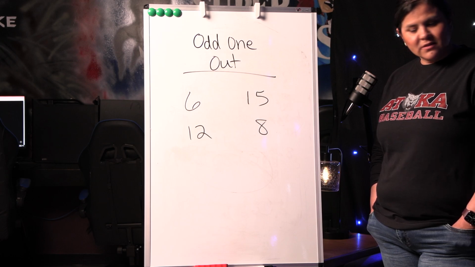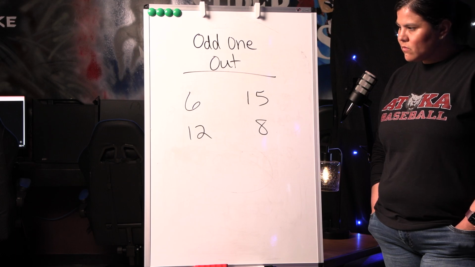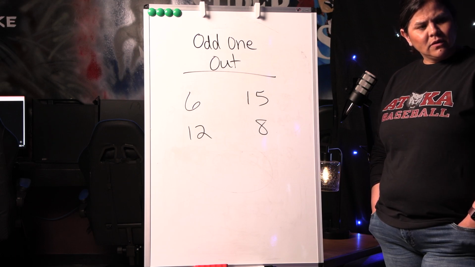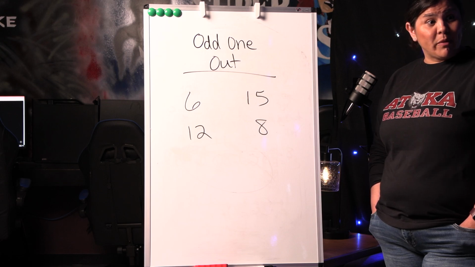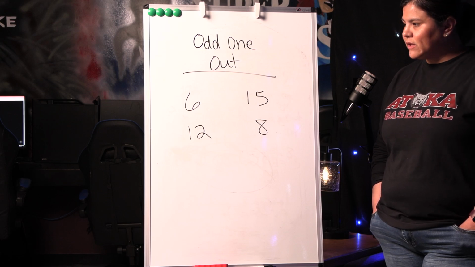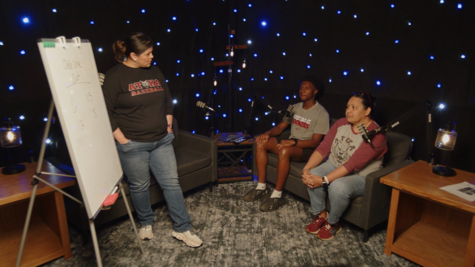Miss Tracy, what number would you say does not belong? I'm going to go with 8. Tell me why. Because all of the other numbers are multiples of 3. What does that mean? That means that 3 will go into all of them. All those other numbers are divisible by 3. Yes, that means 3 fits into them equally. Very good. All right, Prince, I'm going to come back to you.